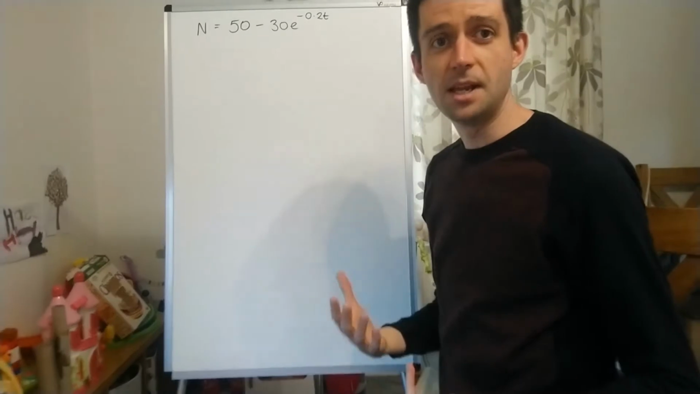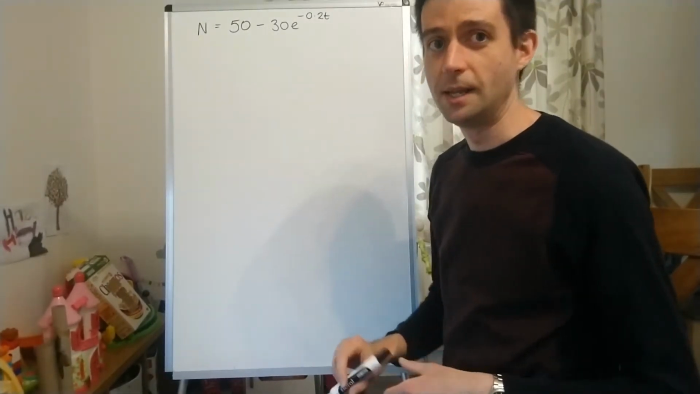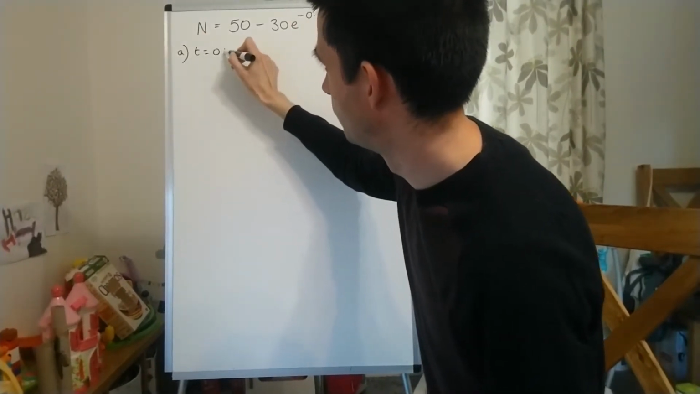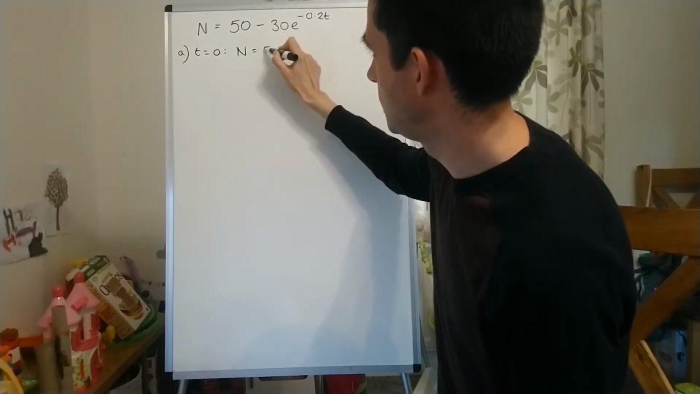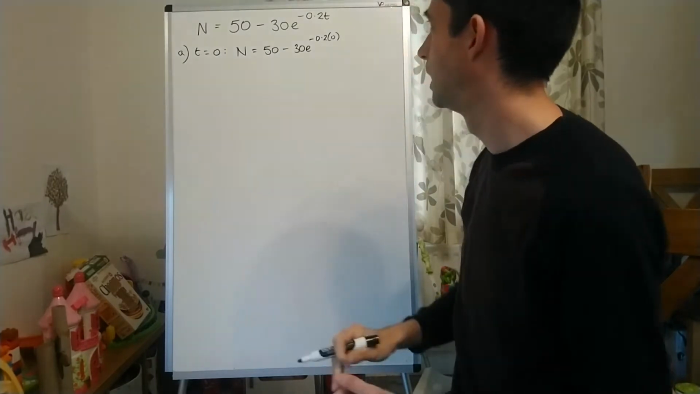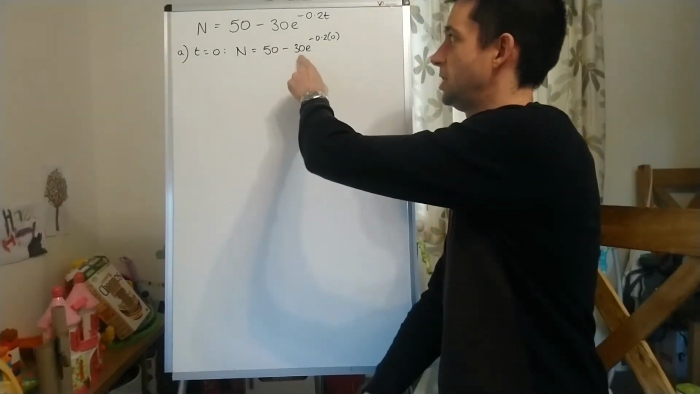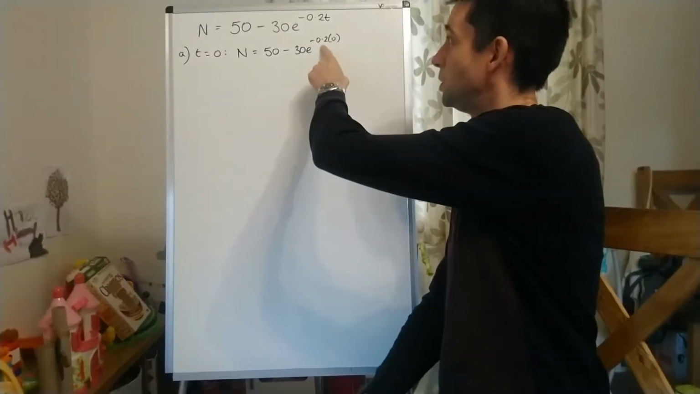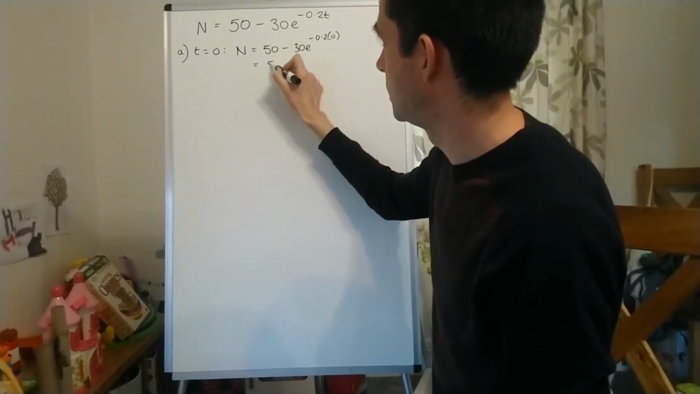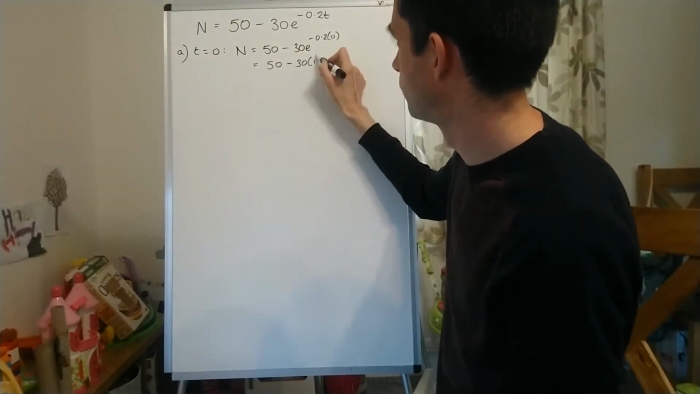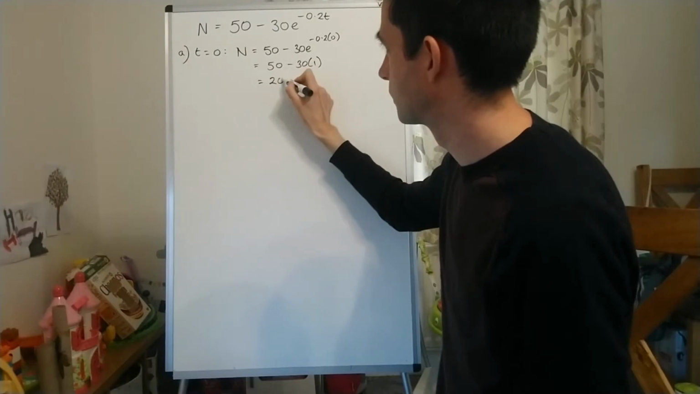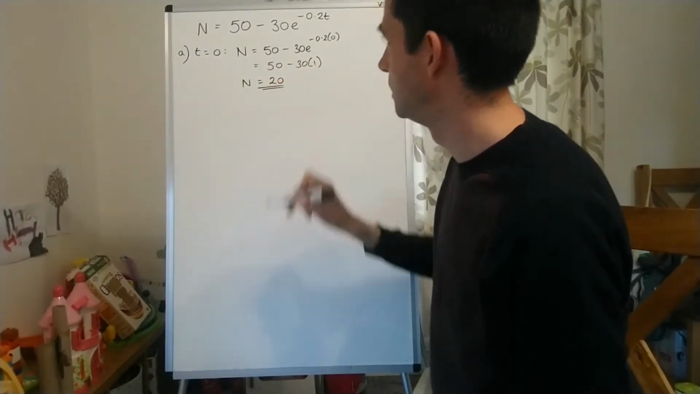So part A, how many daddy longlegs did Mrs. Borland see initially? Right, so initially, that key word at the start, when t equals 0. So we substitute t equals 0 into n. So 50 minus 30e to the negative 0.2 times 0. This bit's going to go to 0, which means the e bit, e to the power of 0, is 1. So I have 50 minus 30 lots of 1. So initially we had 20 daddy longlegs there.